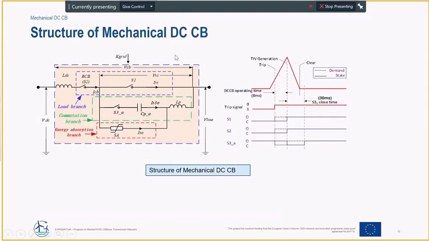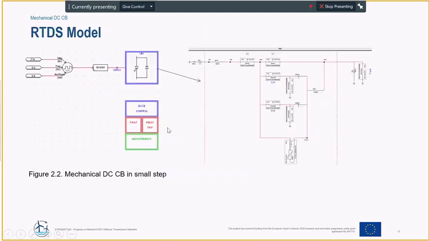Regarding the mechanical DC circuit breaker model, the structure of the circuit breaker is such that it consists of an active current injection circuit, vacuum interrupter, and a surge arrestor. The same modeling of the surge arrestor holds also for the mechanical DC circuit breaker model. And the representation in small time steps can be seen here.